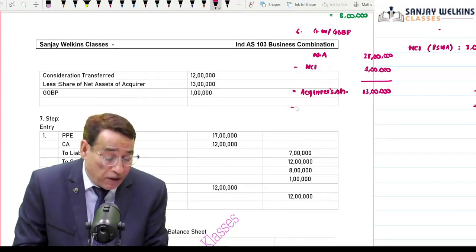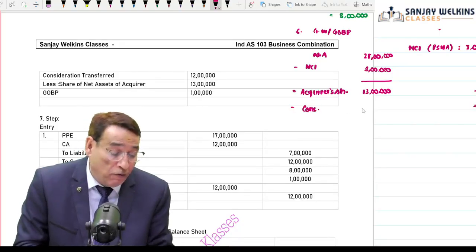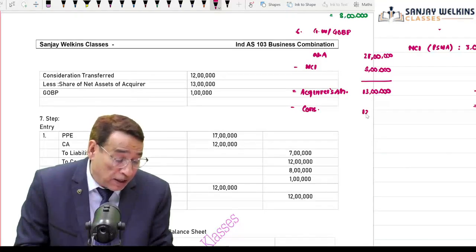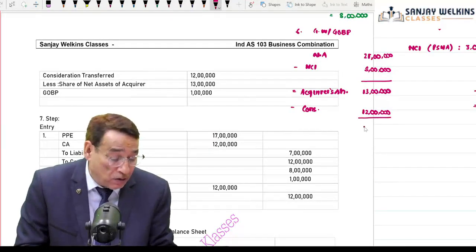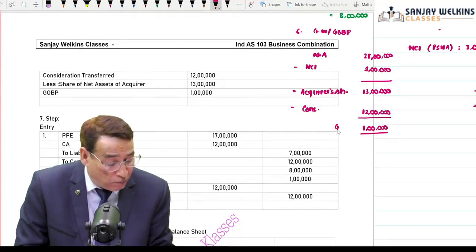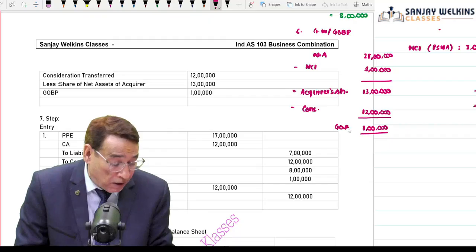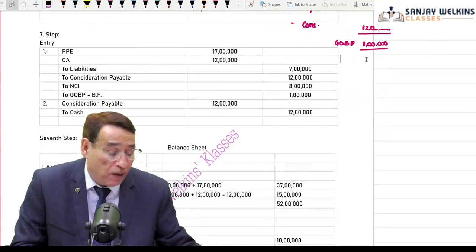Now you compare it with the consideration transferred. What is the amount of consideration? 12 lakh. Now in this case, the amount of consideration is lesser than the share of net assets. So this time there is a gain, and this gain will be considered as gain on bargain purchase. Is it clear to you?